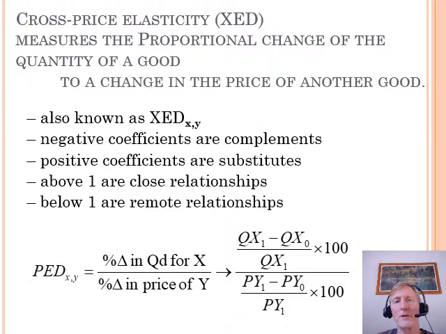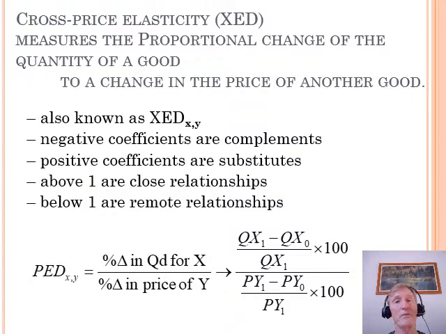XED measures elasticity between two goods. Once again, it is the proportional change in the quantity of one good as it responds to a change in the price of another good. Clearly, these two goods need to have a relationship between them, and the two types of relationships are substitutes and complements. So that's why the XED is X, comma Y. There's two products involved, and you'll see why the negative coefficients will be complements and the positive substitutes.